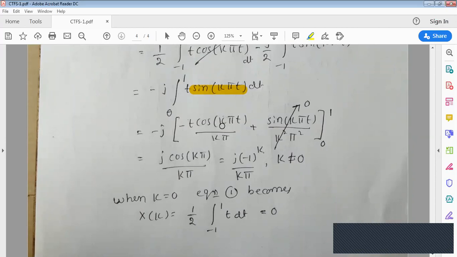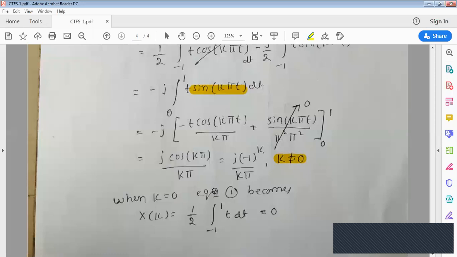And when it is 0, t will become 0. This value gets cancelled. So what is cos of k pi? Minus 1 power k, divided by k pi. K should not become 0. When k becomes 0, this quantity will become infinity. Therefore, put a restriction: k is not equal to 0.